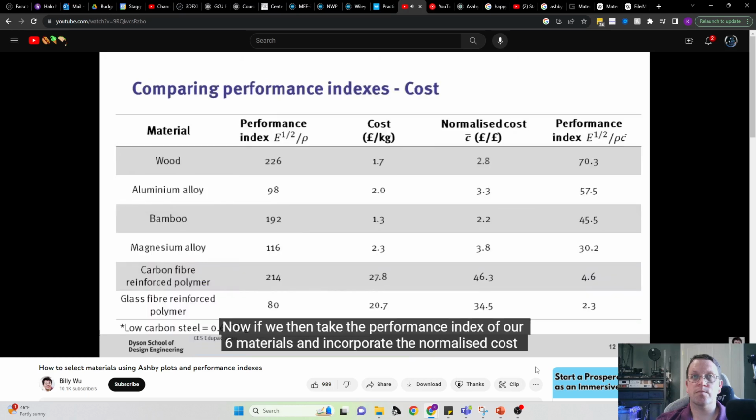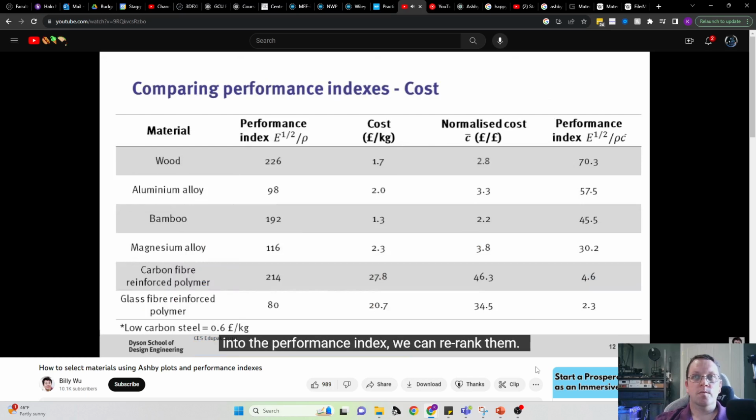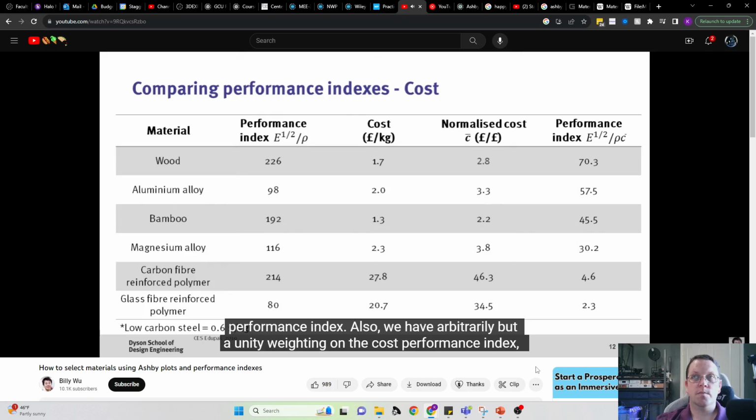Now, if we then take the performance index of our 6 materials and incorporate the normalized cost into the performance index, we can re-rank them. In this case, we put the normalized cost as the denominator, as a lower cost would increase the performance index. Also, we've arbitrarily put a unity weighting on the cost performance index, but if this was more or less important, this would obviously change the eventual answer.